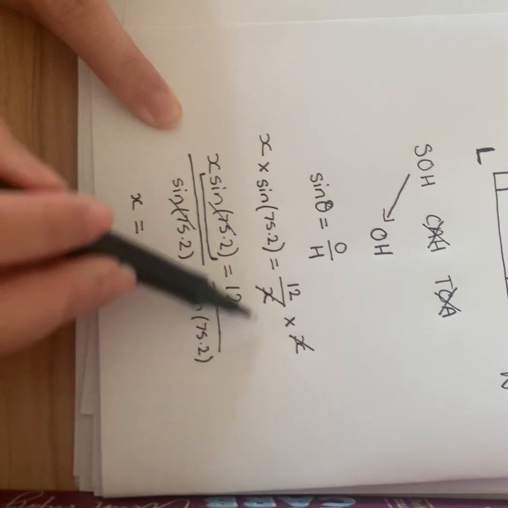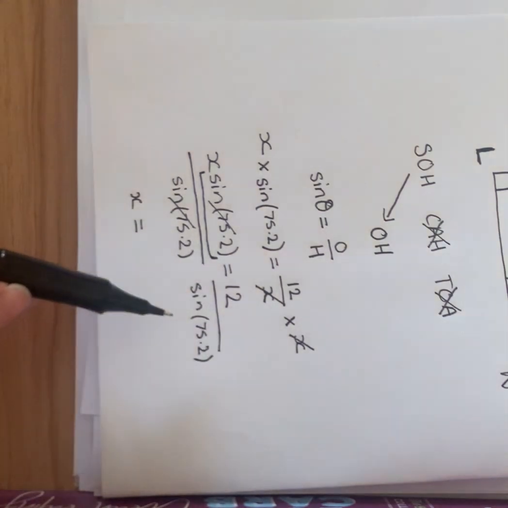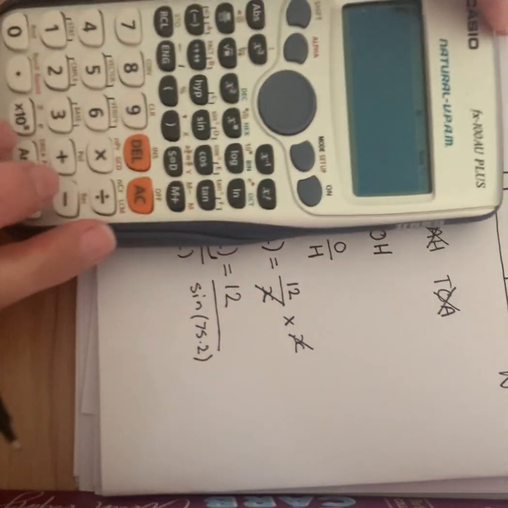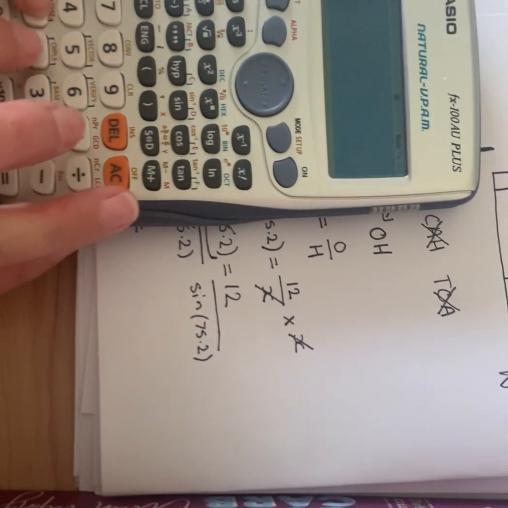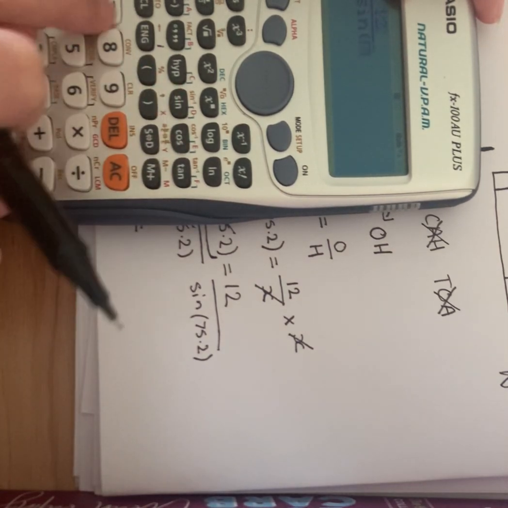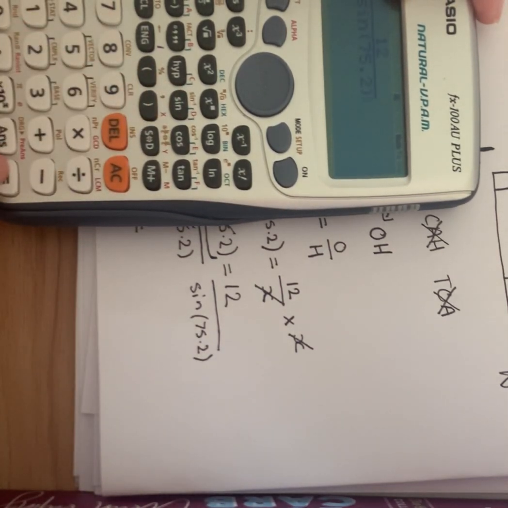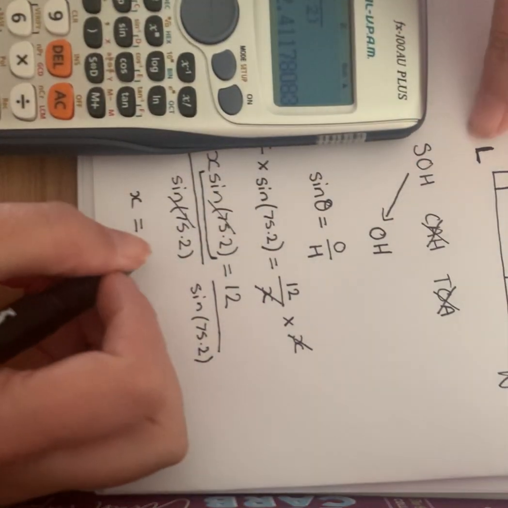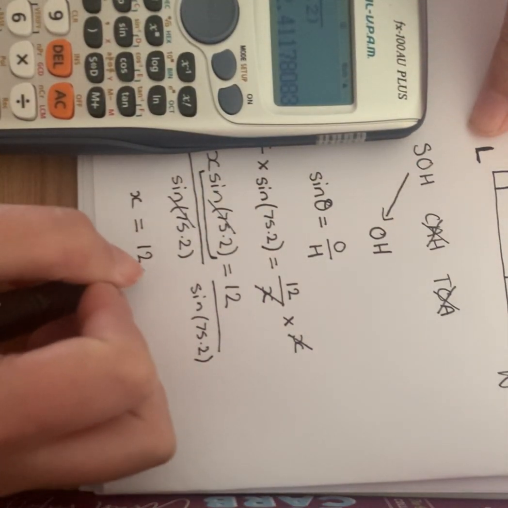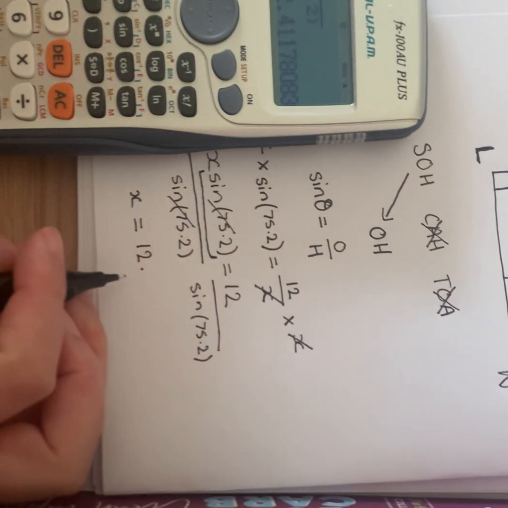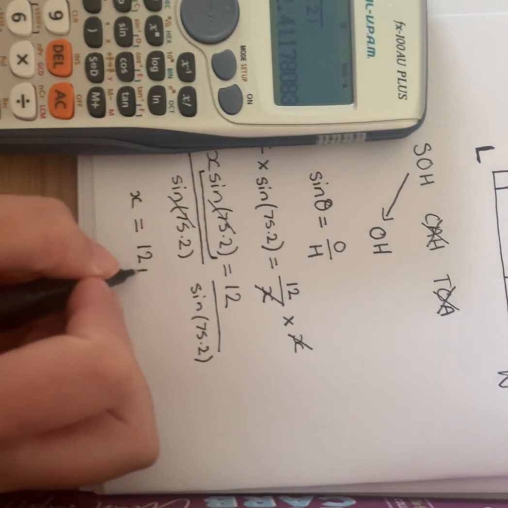And on the right hand side, we've just got this expression here, which is 12 divided by sine 75.2. And they're all just numbers. We can work that out on the calculator. 12 over sine 75.2. And that gives me an answer of 12 point something. The question says correct to the nearest meter, so it's actually just going to be 12 meters.